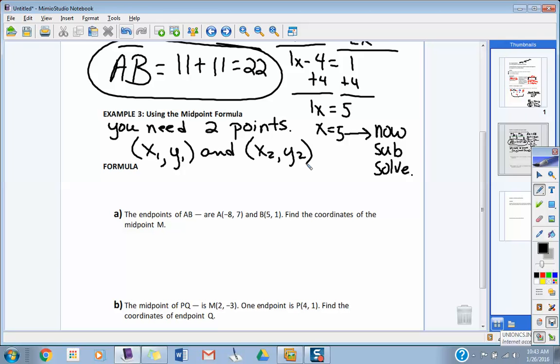So here's what I'm going to tell you right here. Formula for any midpoint. I'm going to call the midpoint M. The midpoint M is going to equal the following. It's going to equal the average of the x's as your first coordinate and the average of the y's as your second coordinate. So the formula that you really want to write down right here is the following. x1 plus x2 all over 2, comma, y1 plus y2 all over 2.